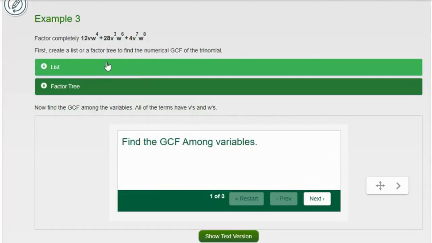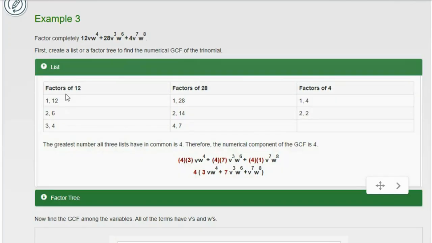So, factor completely. This one, they have V's and W's. So 12VW to the fourth plus 28V to the third, W to the sixth, plus 4V to the seventh, W to the eighth. So the first thing they want to look at is the 12, the 28, and the 4. And so they make a list of the factors. Here's the numbers you can multiply to get 12. 1 and 12, 2 and 6, 3 and 4. 28 can be 1 times 28, 2 times 14, or 4 times 7. Factors of 4 is just 1 times 4, or 2 times 2.